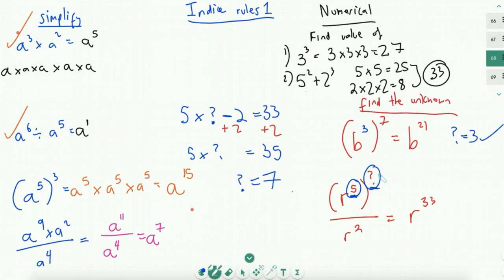Okay? And let's double check. Let's replace that question mark with 7. So r to the power of 5 to the power of 7. So the inside-outside, we have to multiply them. So r to the power of 35 divided by r to the power of 2. Well, the division rule is subtract. So 35 minus 2 is r to the power of 33. So we were correct. Our unknown is 7.